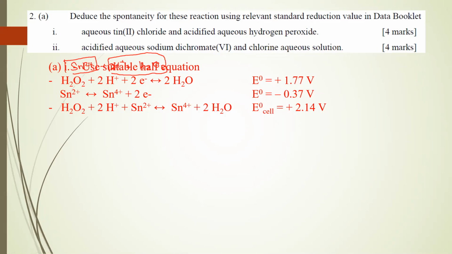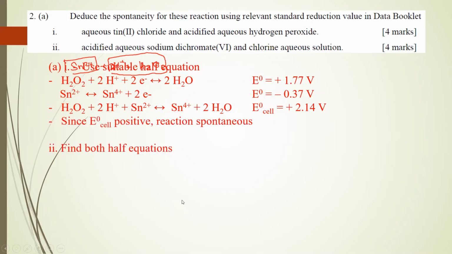Then we go for 2A2. Acidified aqueous sodium dichromate and chlorine aqueous solutions. So your reactants now are Cl₂ and dichromate, Cr₂O₇²⁻. Chlorine is Cl₂. So dichromate is guaranteed to be doing a reduction. Therefore, Cl₂ is doing an oxidation.